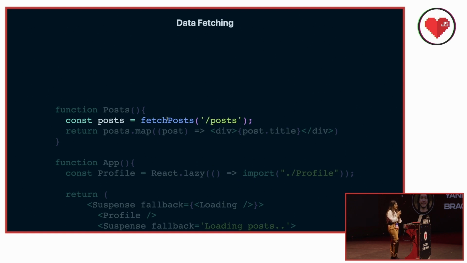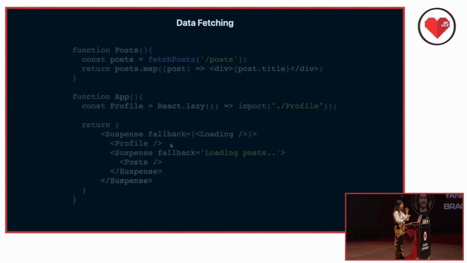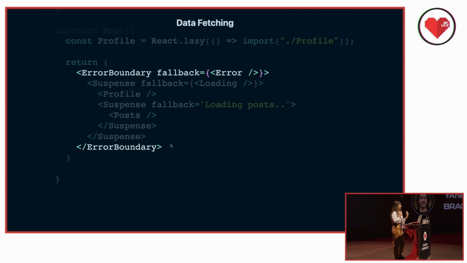One thing I want to mention here is that this fetch posts part needs to be compatible with the Suspense API. If you're using Next.js or Relay, then by default it's supported. With React Query, it's not yet supported, so you might have to write an additional function which is compatible with Suspense. What you can do to catch errors is wrap everything inside an error boundary and show the error in case anything fails.